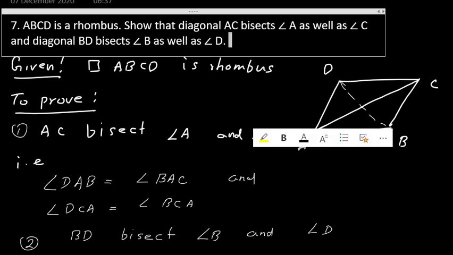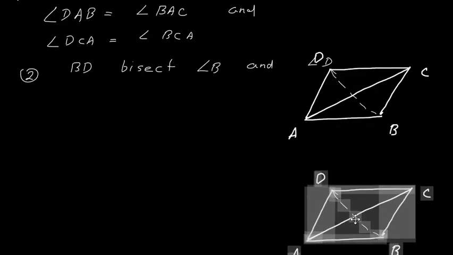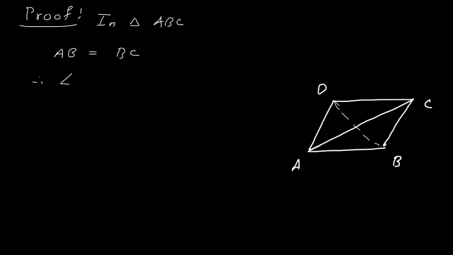Let us copy this diagram here, somewhere here. Okay, now I will take in proof, I will take triangle ABC. In triangle ABC, AB equal to BC. Okay, you can see that sides AB and BC are equal. Therefore, angle opposite to side AB is angle C. Therefore, angle BCA is equal to angle BAC.